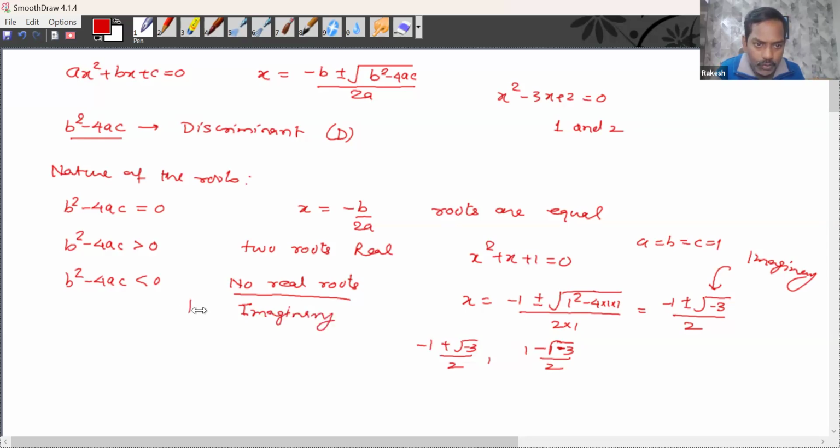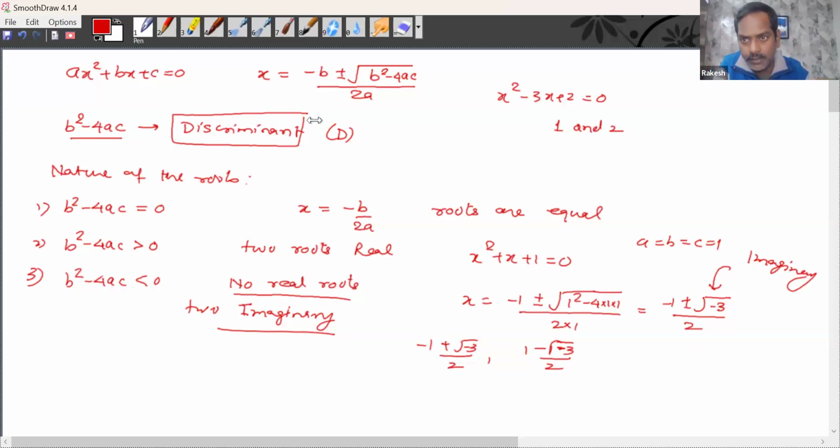So they will have two imaginary roots. Whether I say there are no real roots or they have two imaginary roots, both have the same meaning. If there are no real roots, then definitely they will have two imaginary roots. Or if they have two imaginary roots, that simply means that they don't have any real root. That's the meaning, right? So this is how we can identify the nature of the roots just by observing the discriminant, whether it is equal to 0, greater than 0, or less than 0, right?